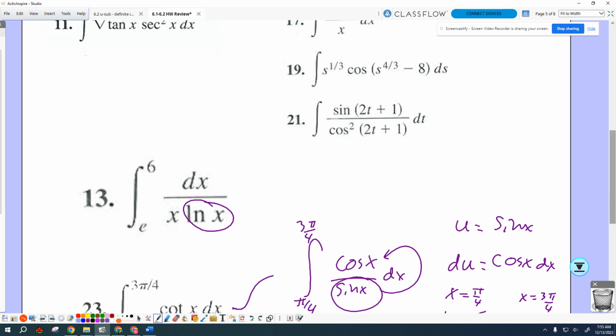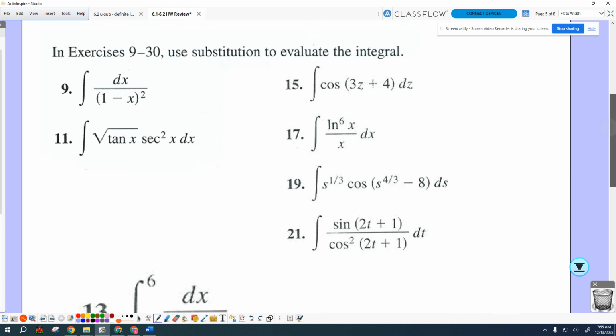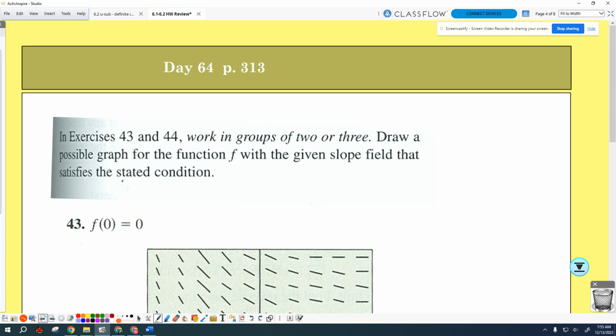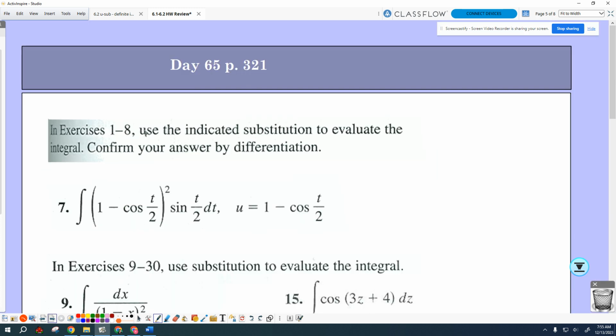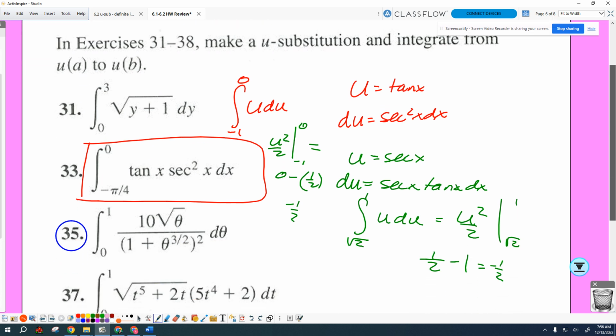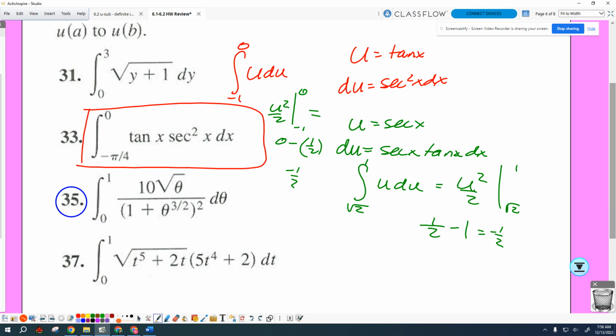Okay, so Amir, which one of these do you want to try? Should we look at tangent x secant squared x dx? So I think the u would be tangent x. Where is that one? Number 13, I think. 33, okay. So the u is tangent x, and so the derivative of u is secant x squared. So do we exclude that?